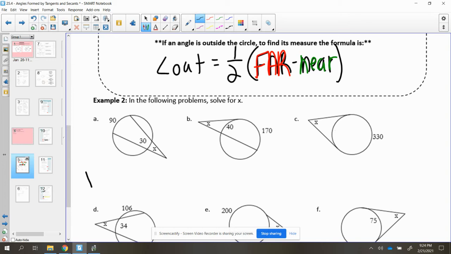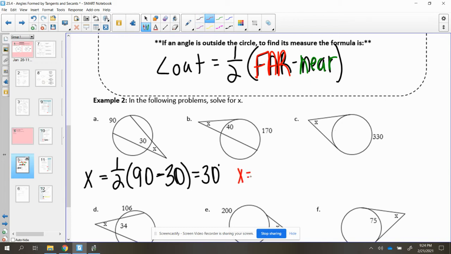So x is our angle outside this time, and again, to find the value of x, we're going to take 1/2 of far arc minus near arc, so 1/2 of 90 minus 30, which is 60. Half of 60 is 30 degrees. Next one, I want you to try on your own. You should have got for this one, since we have a far arc of 170, subtract away 40 from that, that's 130. Half of 130 is 65.